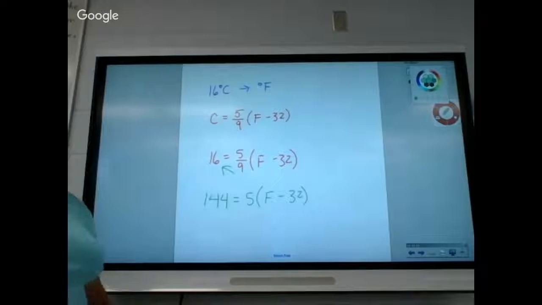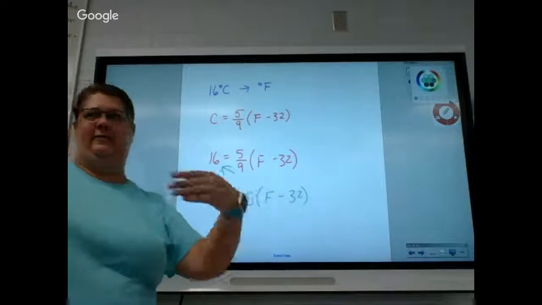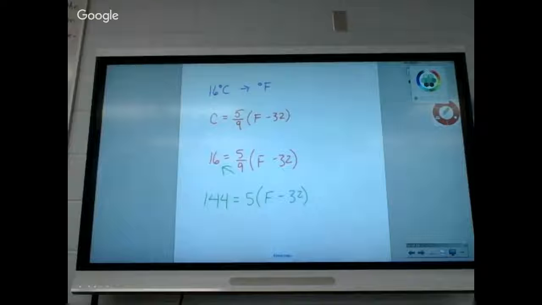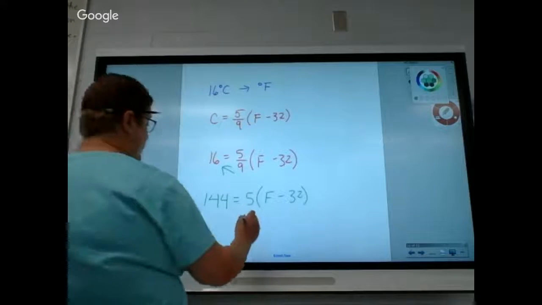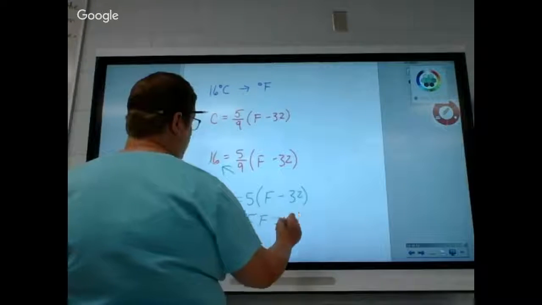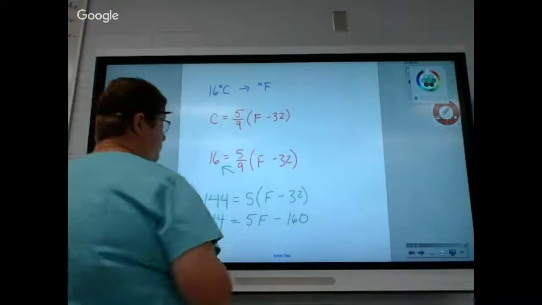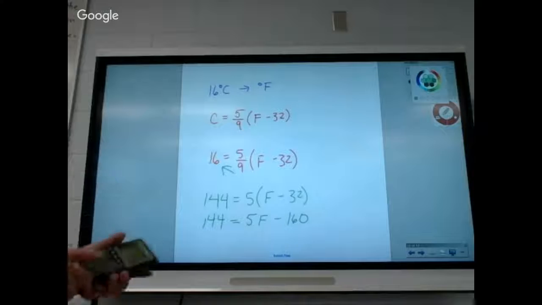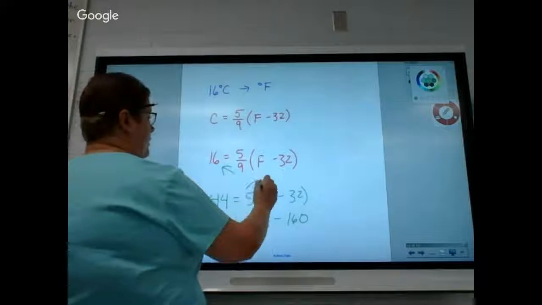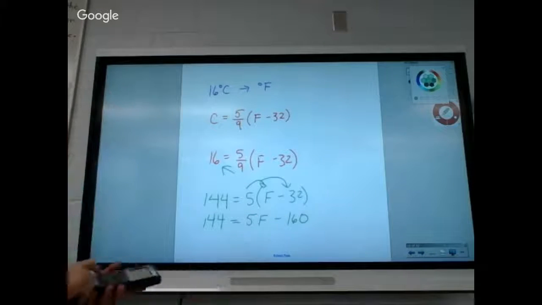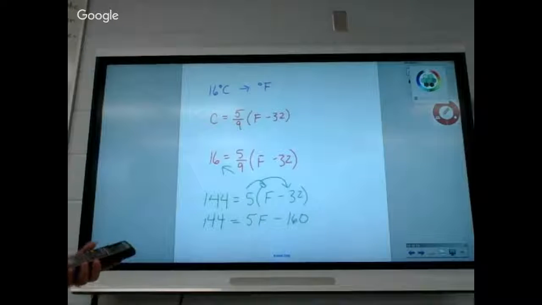Now, once your fraction's gone, now it's a whole lot easier. You've got options. You can either choose to divide by the 5, or you can distribute the 5. Which one do you like better? Distribute. You can go ahead and do that if you want. It's not my choice, but go ahead. Then you add 160 plus one and divide by 5. They distributed. Make sure I did that right in my head.